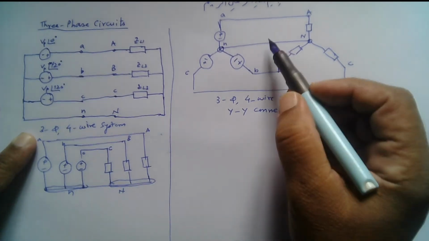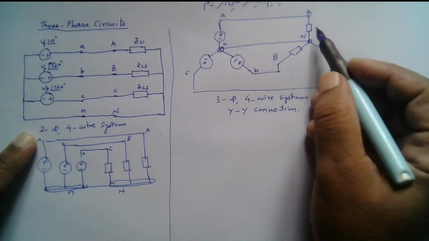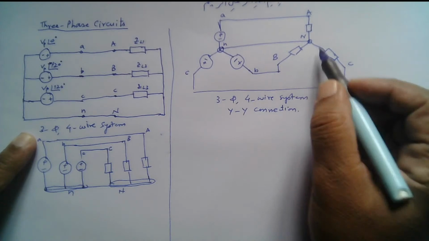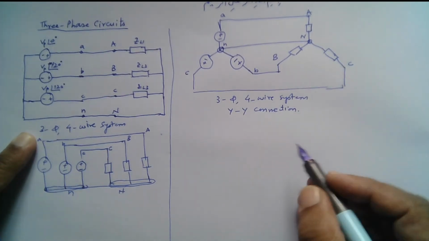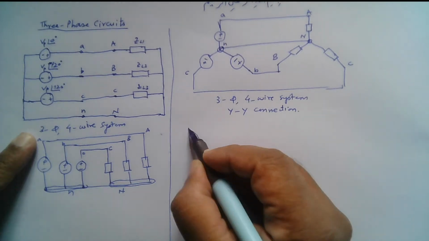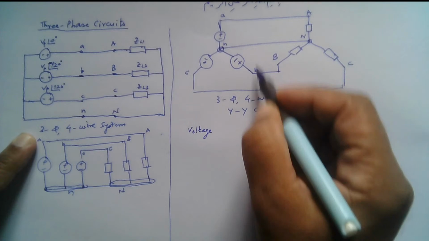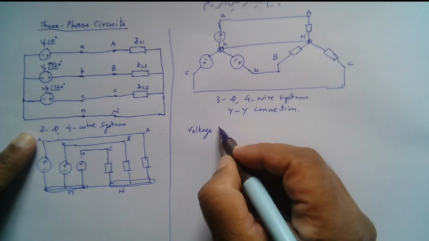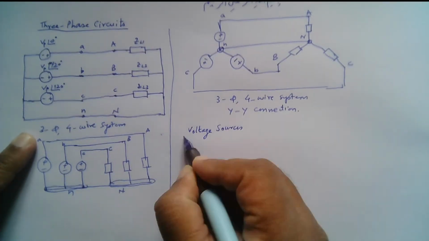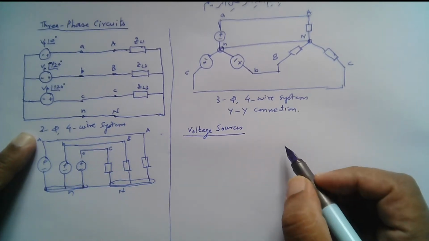This circuit has 2 parts. One part is the voltage sources part and the other is the impedance part, right? So let's first consider the voltage sources, the source part and the load part, right? So let's consider the voltage sources first.